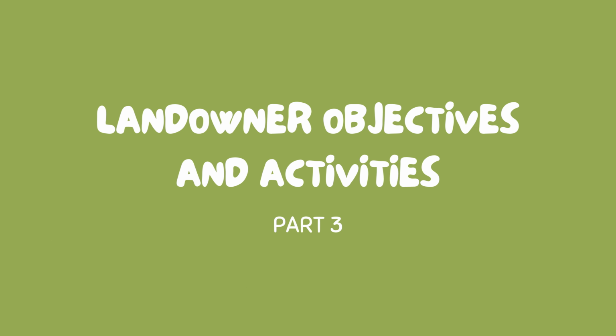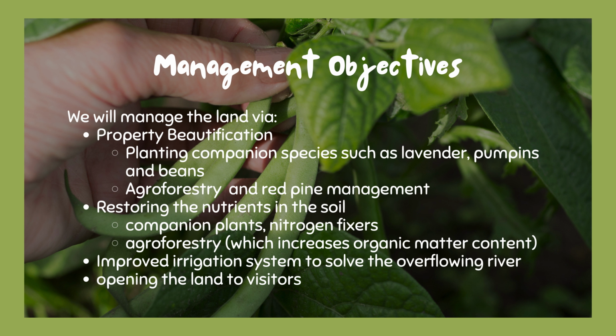Landowner objectives and activities. Our main objective is to open the area to the public for wedding photo shoots, and we plan to sell our agricultural products during their respective harvesting periods of the year. Our plans for the property will involve beautification through companion planting of pumpkins, lavender, and beans. We can use the bean stalks to spread across the land and perhaps make an archway for wedding photo shoots. Furthermore, the lavender we are harvesting and our white spruce tree agroforestry will provide an aesthetically pleasing environment for visitors who wish to take advantage of the scenery.